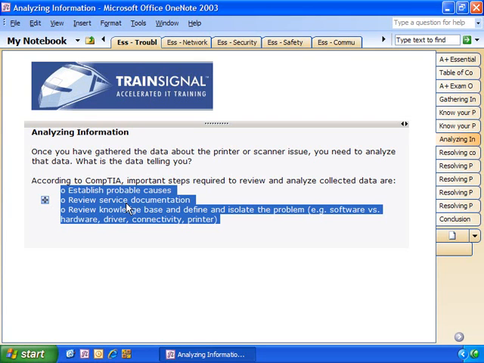Review the service documentation. When was the last time that printer had a PM, a periodic maintenance, done on it? When was the last time it was cleaned? When was the last time the toner cartridge was changed? When was the last time a maintenance kit was put in? A lot of these printers have a maintenance kit that has to be put in after so many pages were printed on the printer. And I think of this kind of like your 50,000 mile checkup on your car.